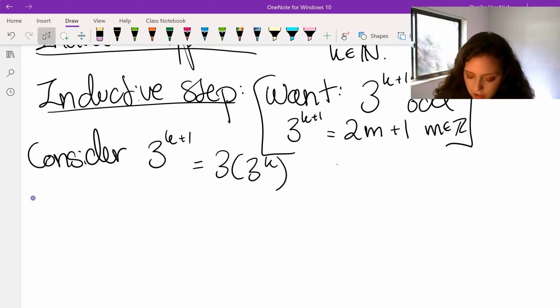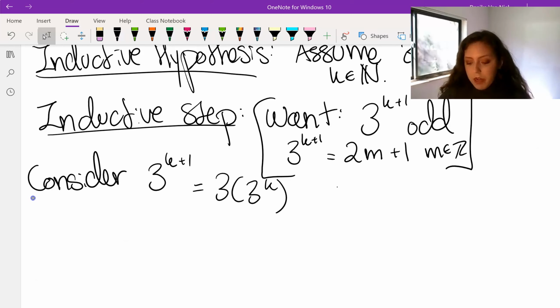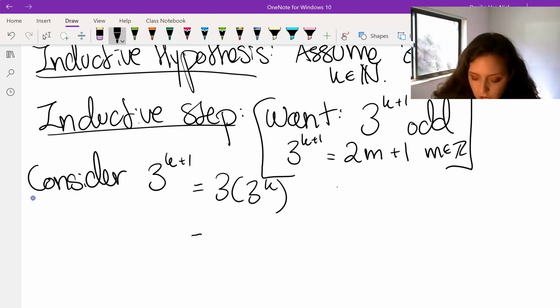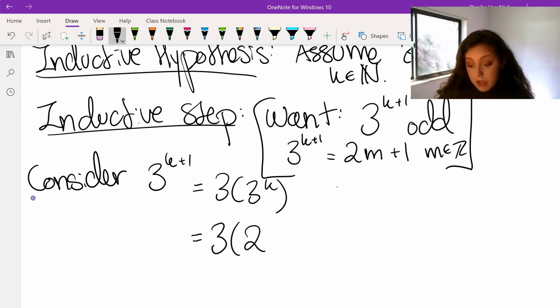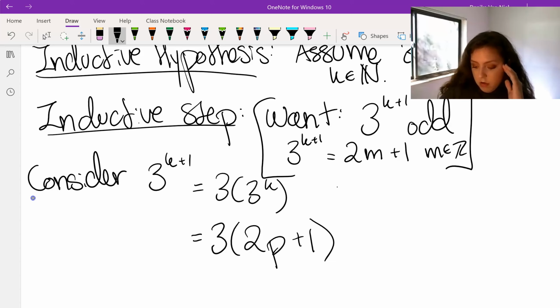Okay, so let's go back. So what do we know? We know that 3 to the k is odd. So I know that this is 2, oh my gosh, I'm running out of letters. How about p? 2p plus 1, for p in the integers.